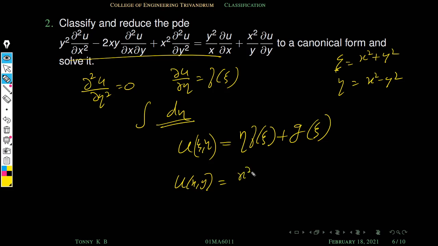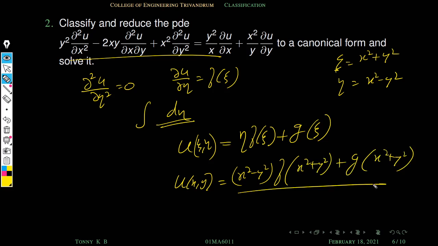So u is x square minus y square into an arbitrary function of x square plus y square, plus some arbitrary function of x square plus y square. So this is the general solution of this PDE. You got it? By choosing different f and g, we can find all the solutions of this PDE.